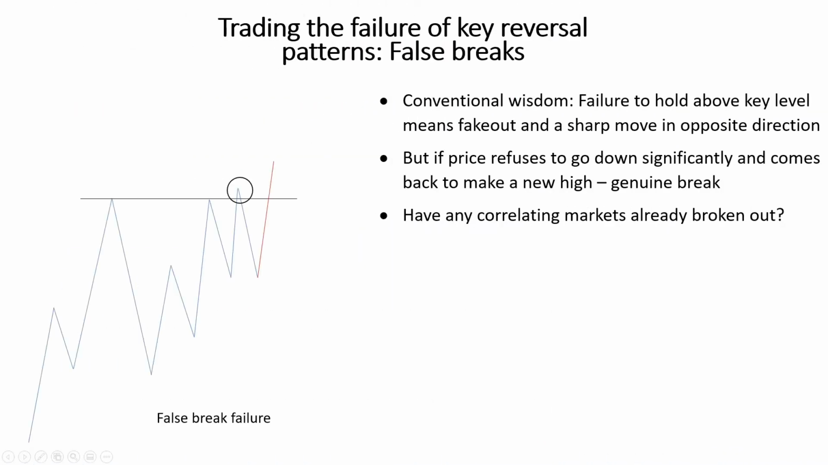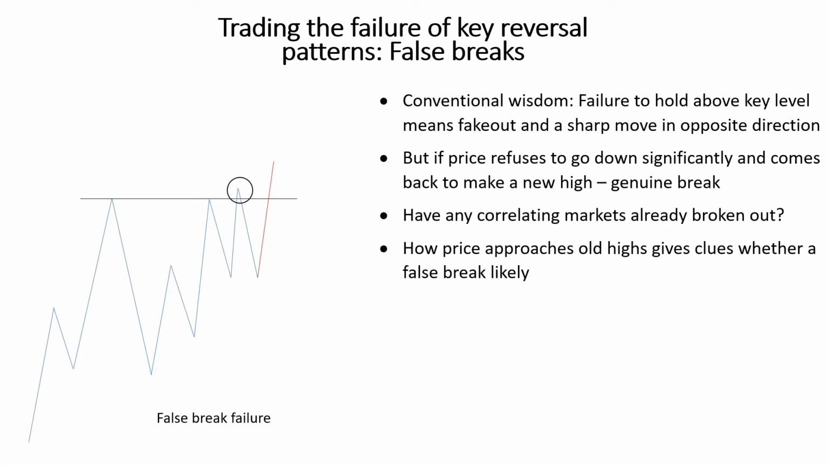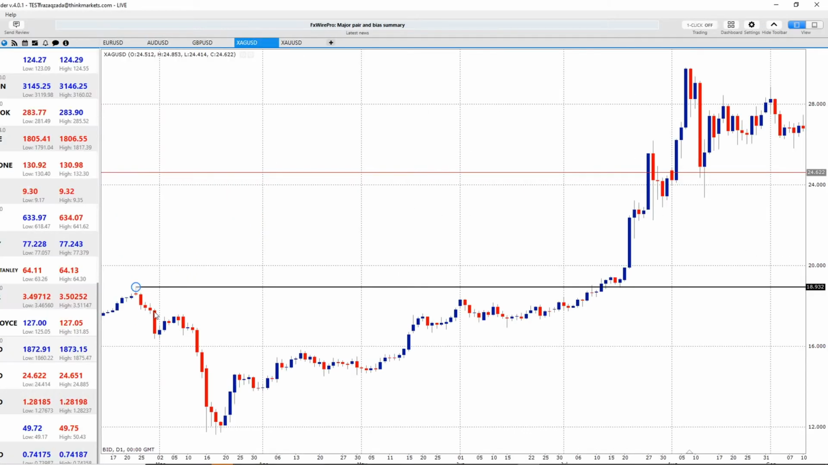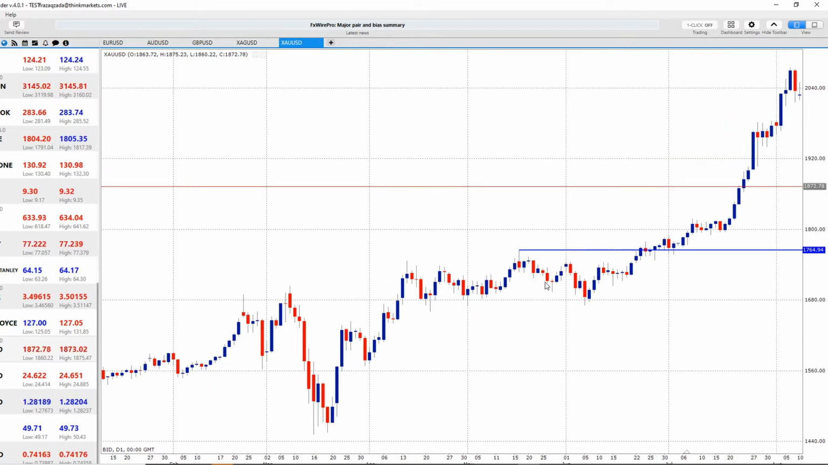Another way of anticipating the failure of a false break is by watching how price approaches the old highs, because that can give you good clues about what might happen next. So first, if price makes a steady progress, making interim higher highs and higher lows beneath the old high, then it will most likely break through it cleanly. Secondly, if price consolidates in a tight range for a number of days below an old high, then this consolidation would strongly suggest a clean breakout is on the cards.